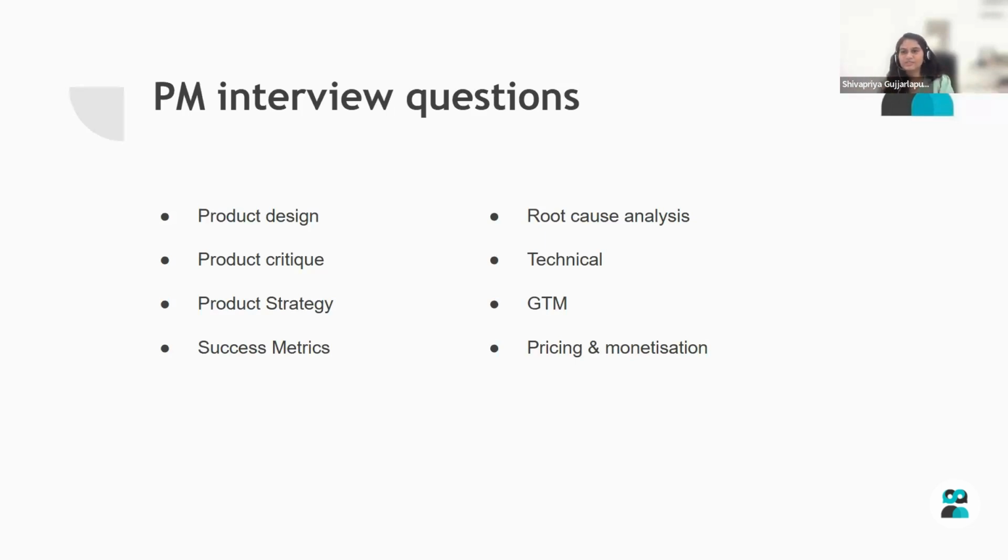Product GTM is how you go to market with the product. It involves a bunch of things as to what all you will consider, which market you will launch it in, at what price you will launch it, and so on. So it involves an end-to-end GTM strategy, including marketing. Technical design is mostly on what goes behind the product.